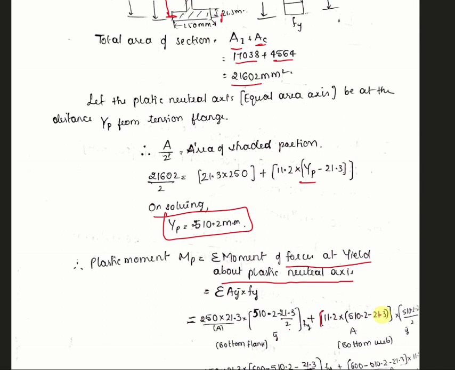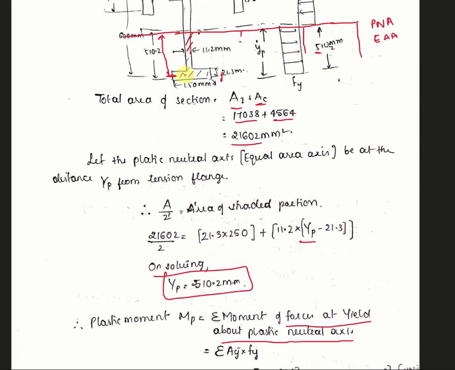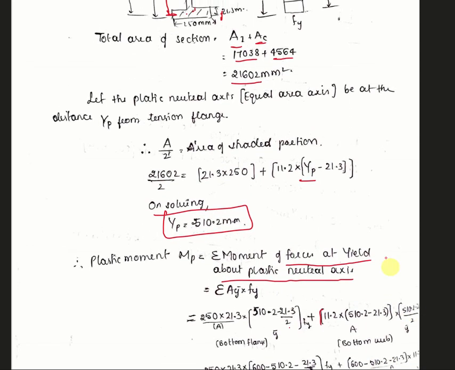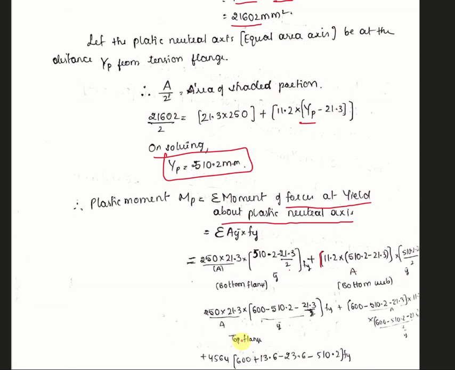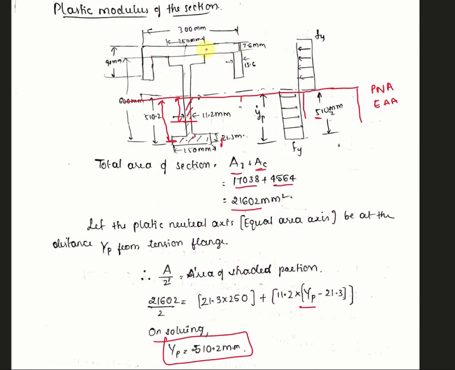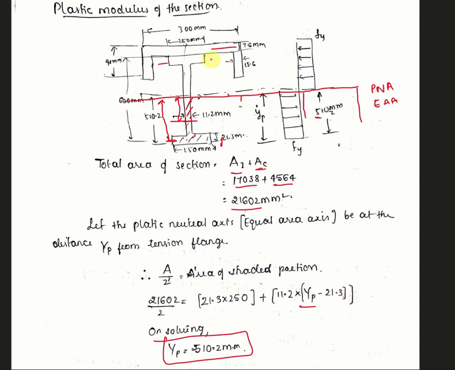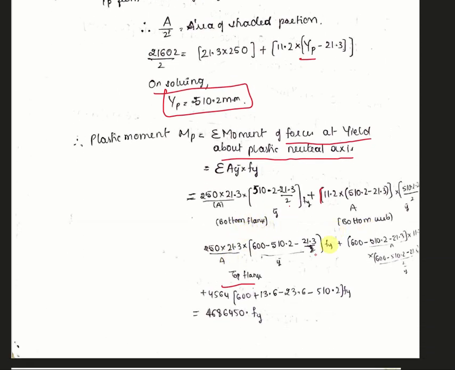Into this one again, this area, the bottom web area, into y bar, the distance from the neutral axis to this portion. Okay, the bottom part is over. Now we have to similarly calculate the top flange. So this area into the distance from the center to the axis, and the area of the top web into its distance. So we have calculated for the bottom web, top flange, top web, and top compression flange.